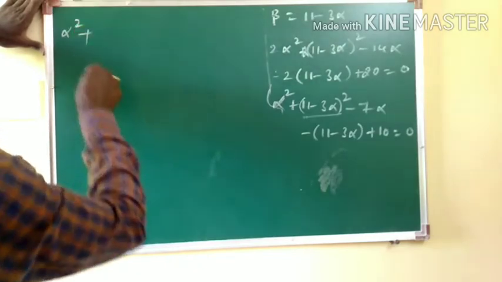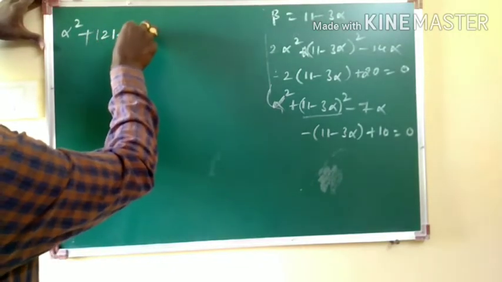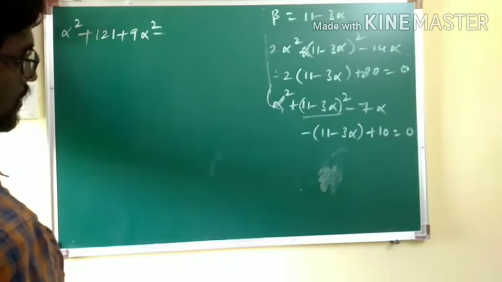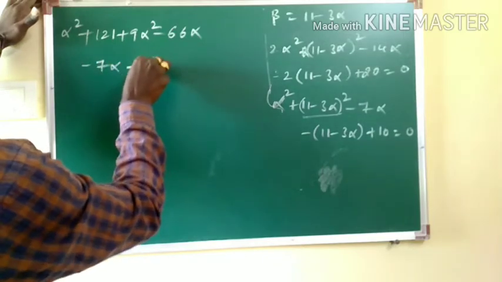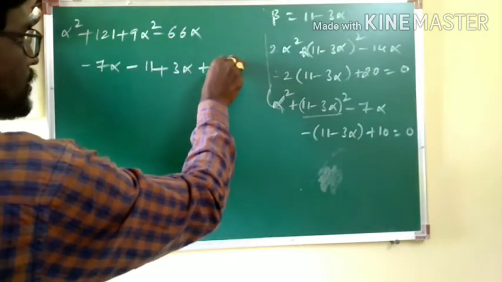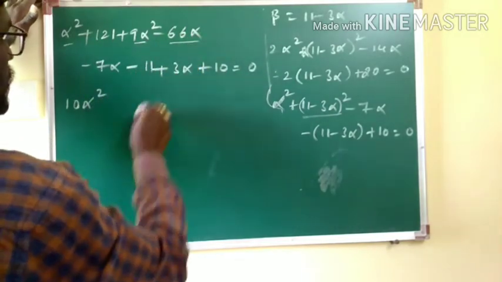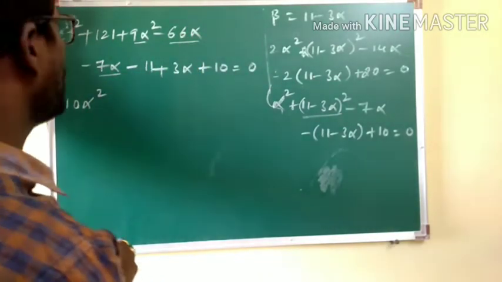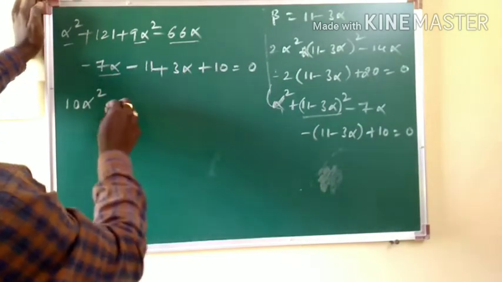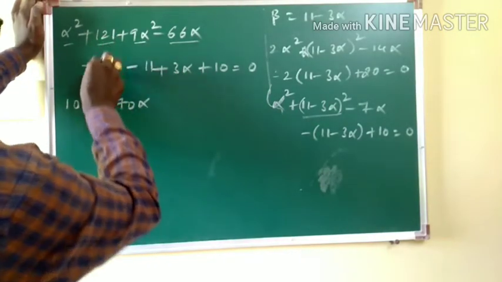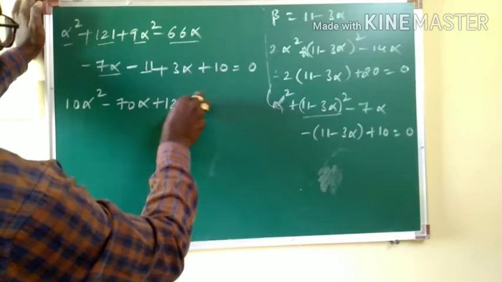Alpha square plus, according to the a minus b whole square formula, 11 minus 3 alpha whole square is nothing but 11 square, 121 plus 9 alpha square minus 11 3s are 33 into 2, 66 alpha, minus 7 alpha, minus 11 plus 3 alpha plus 10 is equal to 0. 9 alpha square plus alpha square is 10 alpha square, minus 66 alpha minus 7 alpha, minus 73 alpha, minus 73 alpha plus 3 alpha, minus 70 alpha, 121 minus 11, 110 plus 10, 120 is equal to 0.